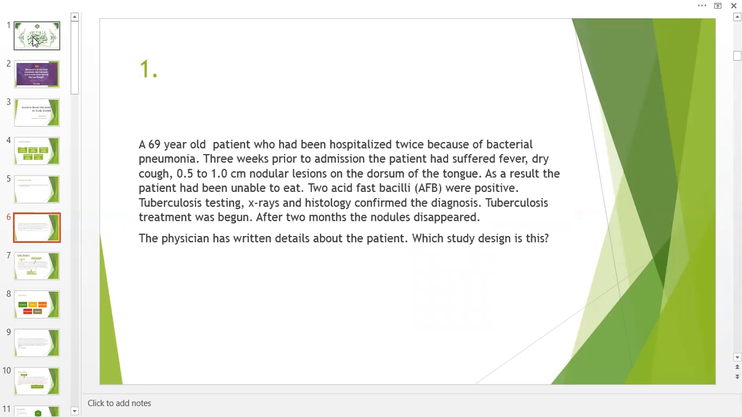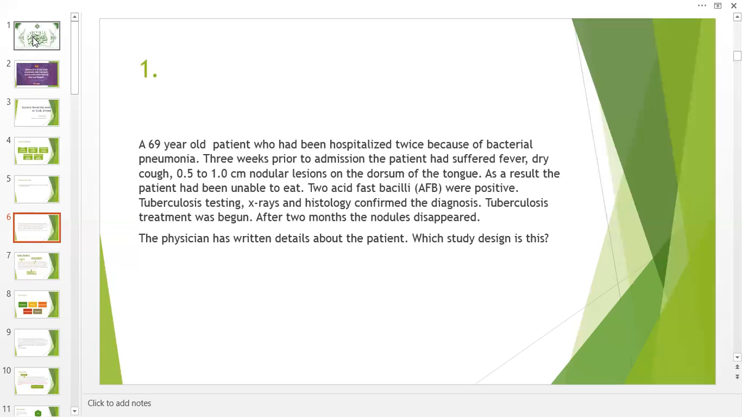Scenario number 1. A 69-year-old patient who has been hospitalized twice because of bacterial pneumonia. 3 weeks prior to admission, the patient had suffered fever, dry cough, and a 0.5 to 1 centimeter nodular lesion on the dorsum of the tongue, as a result of which he was unable to eat. 2 acid-fast bacilli smears were positive. Tuberculosis testing, X-ray, and histology confirmed the diagnosis. Tuberculosis treatment was started, and after 2 months, the nodules disappeared. The physician has written details about the patient. Which study design is this?